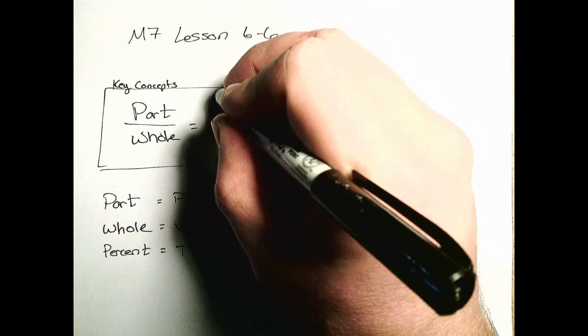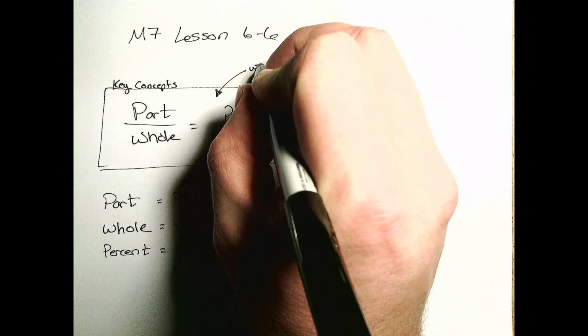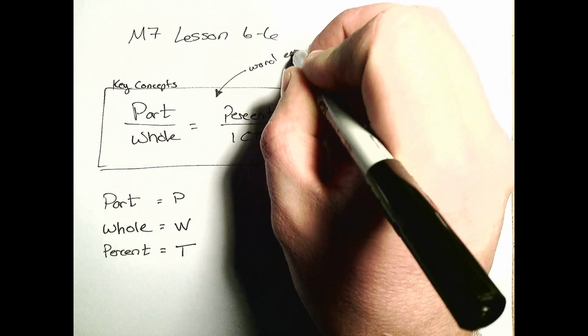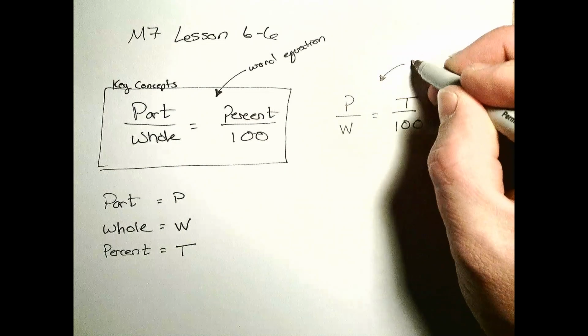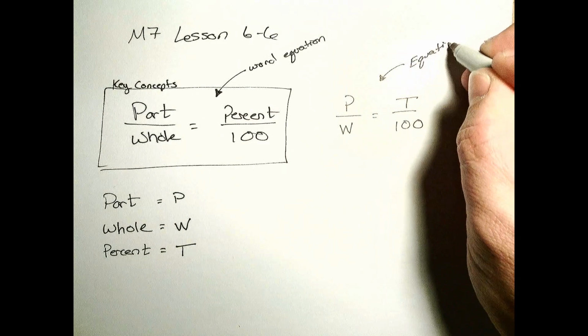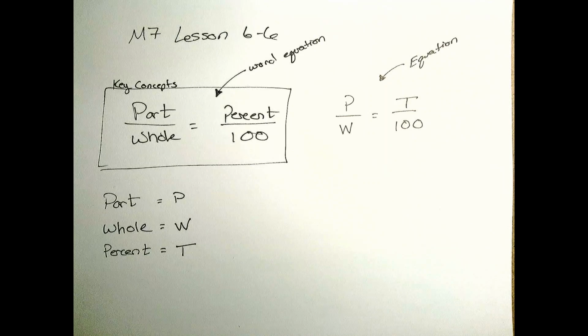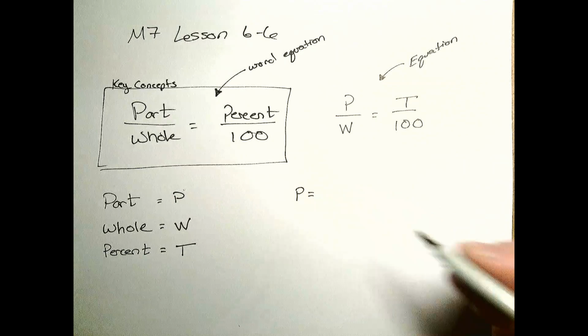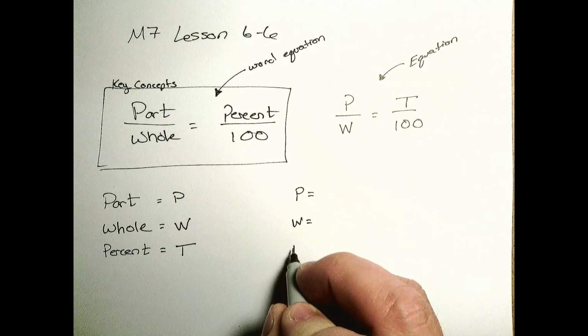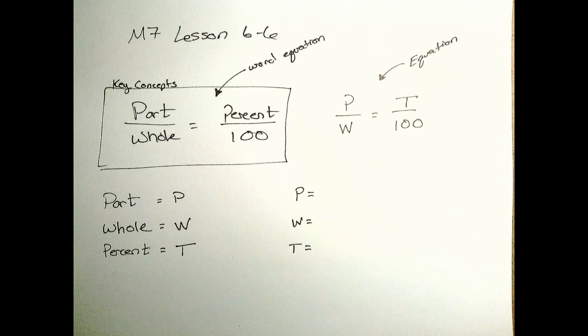This is a proportion, also known as a word equation. And this is an actual equation. And when you're writing an equation to solve for something, you usually have one variable equals everything else. So if we're trying to find the part, we need an equation that is P equals, W equals, and T equals. All right, so we need to come up with 3 equations.